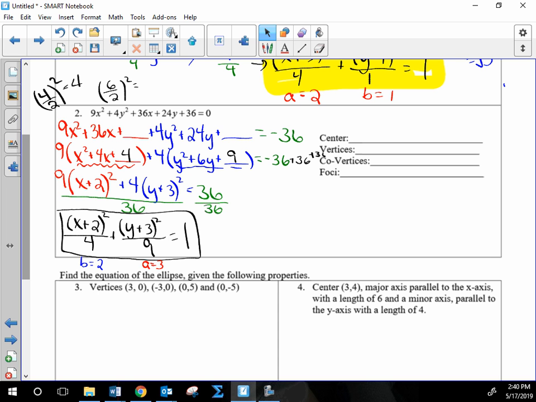There's a place in Ohio called Foci. I think it's a restaurant down here. It's not a restaurant.